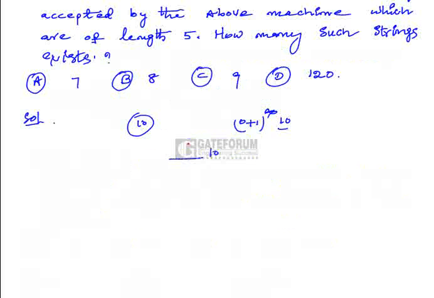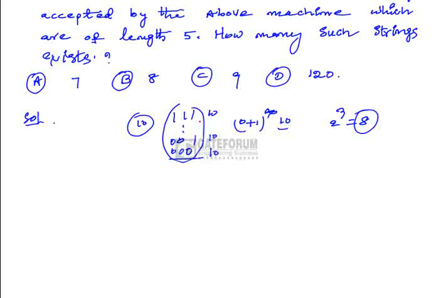Before that, you can have any combination. You can have 0, 0, 0, 0, 0, 1, and so on, 1, 1, 1. Using 3 bits, we can have 2 power 3, 8 combinations. So every combination will end with 1, 0. So you will get 8 strings. Option B is the right option.